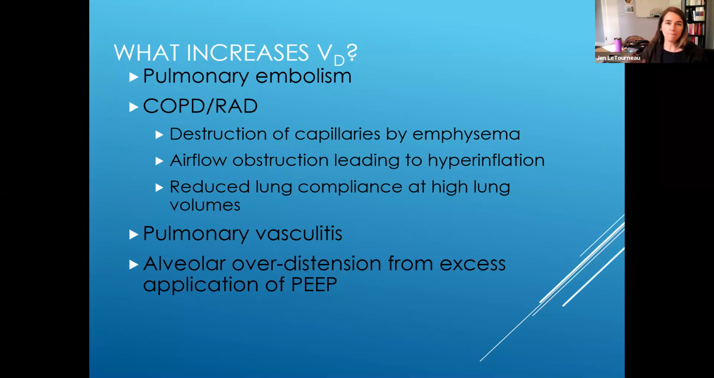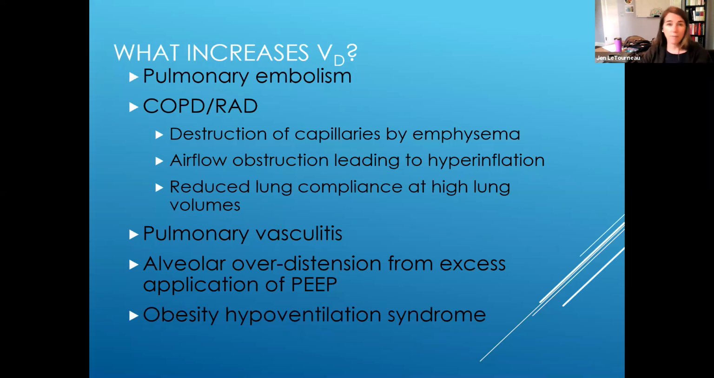Alveolar overdistension. So it's not uncommon for us to try more and more to manage hypoxemia. Occasionally, we can actually overdistend lung units, and that can cause more dead space. So that's why sometimes you'll see us working with respiratory therapy, working on the flow volume loops, or we'll do serial blood gases to try to figure out what the optimal PEEP is. And then, of course, obesity, hypoventilation.